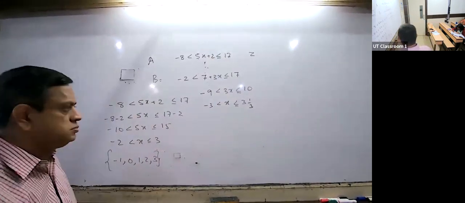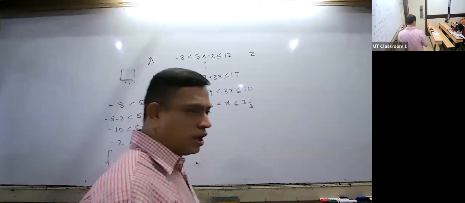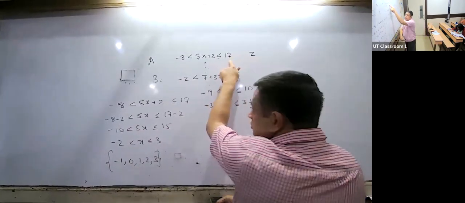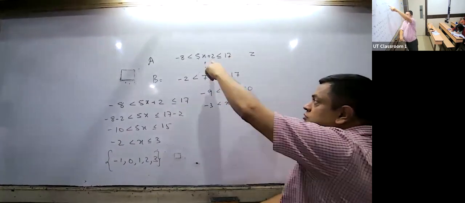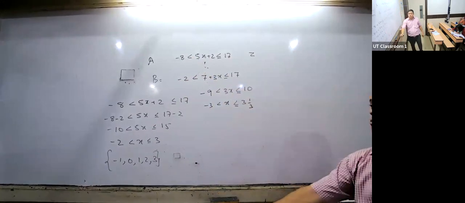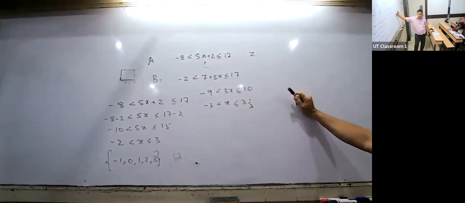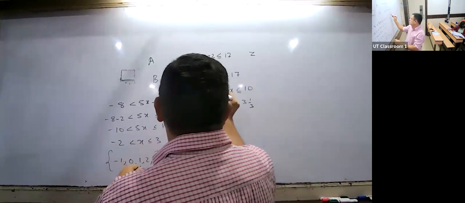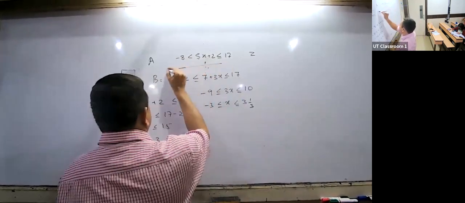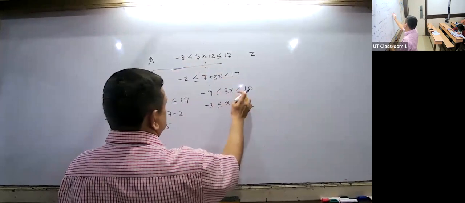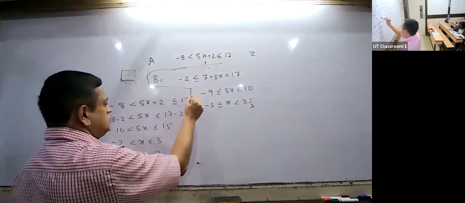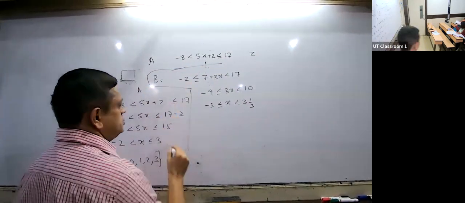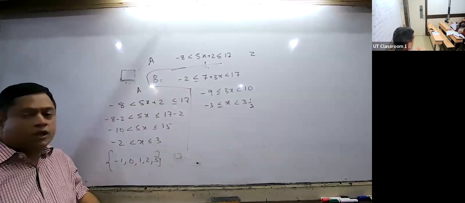P is minus 2 less than or equal to 7 plus 3x. Is it correct? Check the second one, is it correct? Yes, sir, it's correct. Minus 2 is less than or equal to 7 plus 3x, which is less than 17. That less than 17 does not have equal to. Okay, this is A, this is B. Clear? Yes, sir. In the number line making, there is no problem.